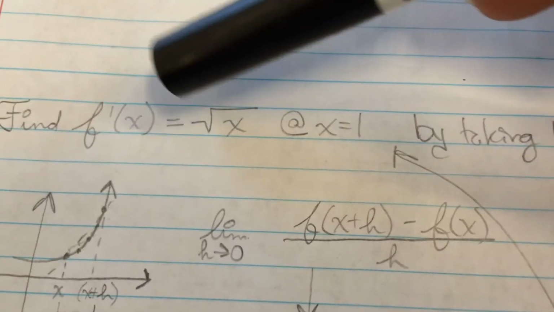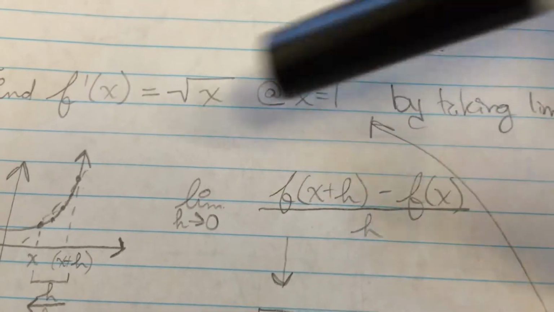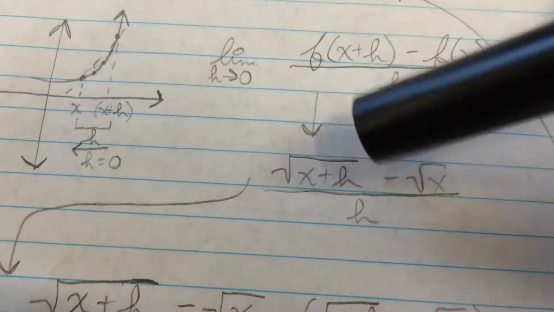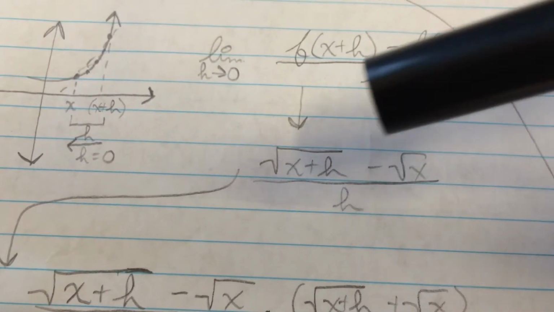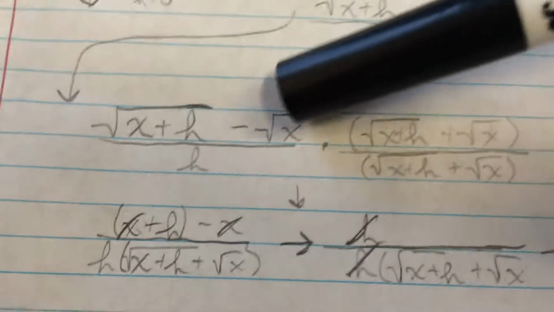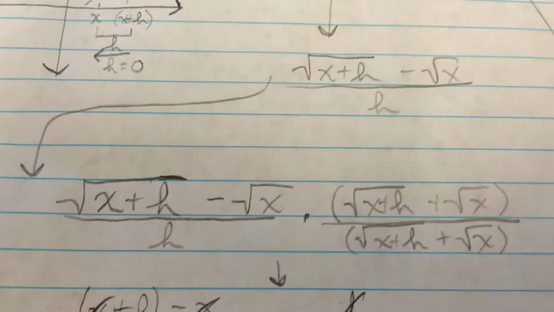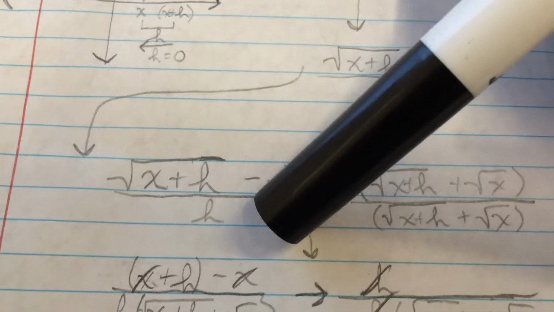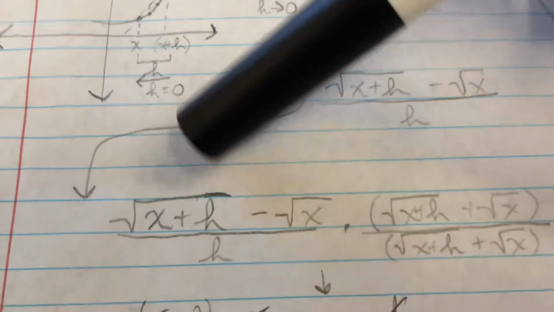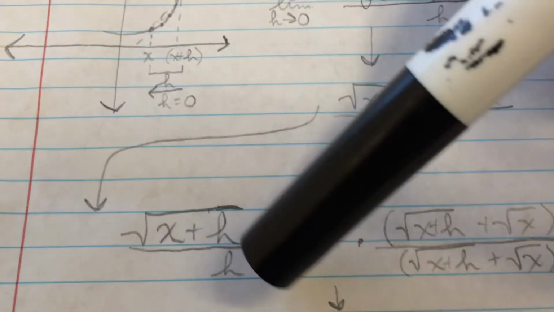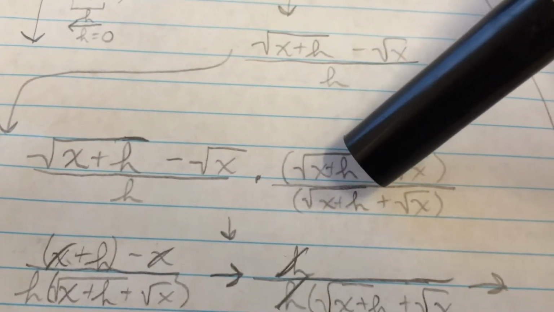So our function is square root of x. Therefore, we plug this value into there, and this value into there. So that equals the root of x plus h, minus the root of x, over h. I just wrote it again right here. Now if we take the limit, it will not work, because the limit would be over 0, and that's undefined. Therefore, we multiply by the conjugate of the top.